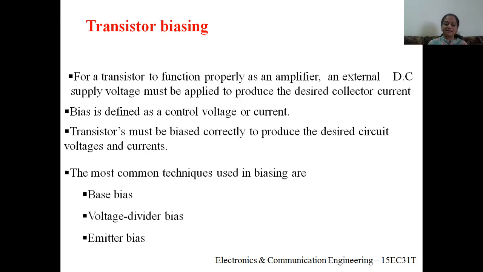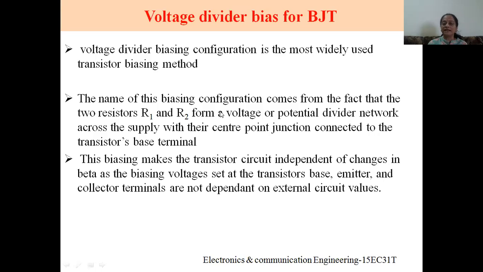There are many methods of biasing. The three commonly used methods are base bias, where through a resistor we provide the biasing voltage; the second is voltage divider bias, where we use two resistors, which we will study in the next slide; and the next one is emitter bias. So let's go with the voltage divider bias for BJT.